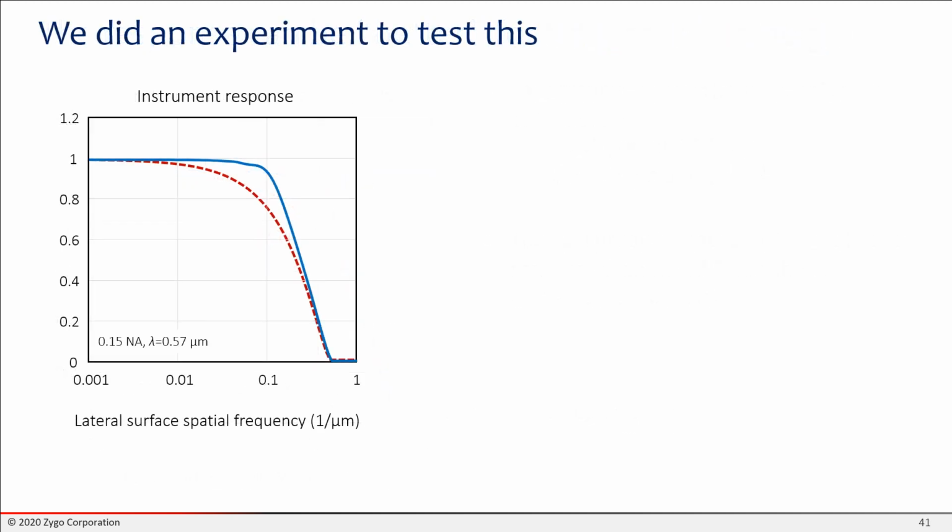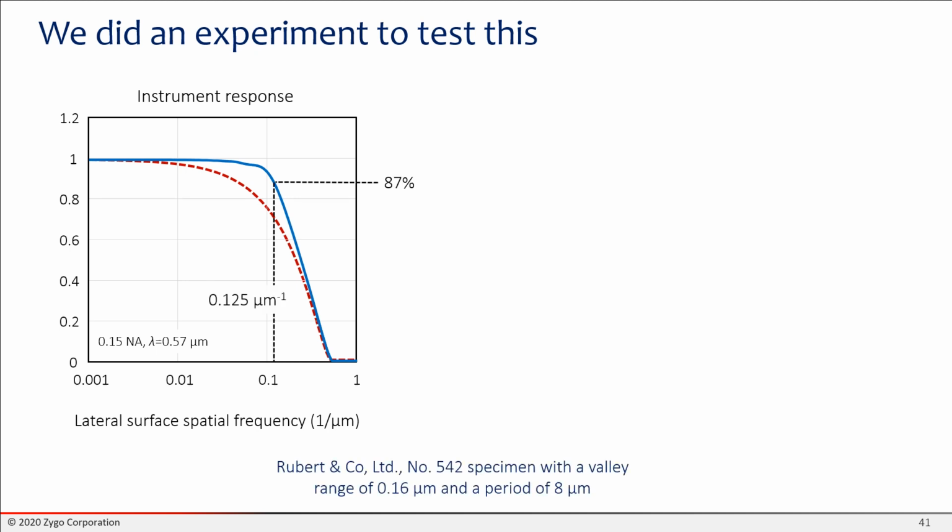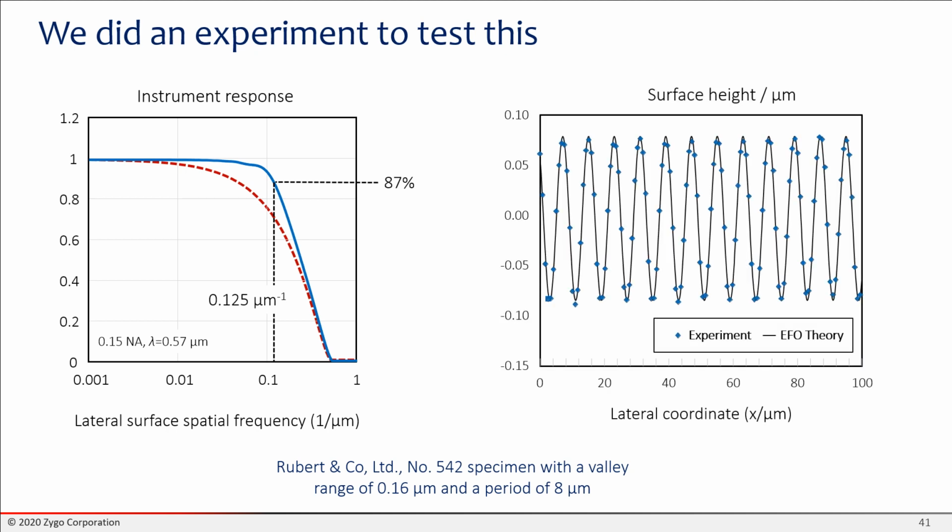So we did an experiment to verify this. We found a sinusoidal sample at close to 0.1 inverse microns, at 0.125 inverse microns, and we did the measurement. And what we found was that indeed the experiment matches the theory very well, and that the attenuation at this spatial frequency is about 13%, not the 25 or 26% that we would have expected if we were following the MTF. So that gives us some confidence that we are accurately predicting the response of the instrument.